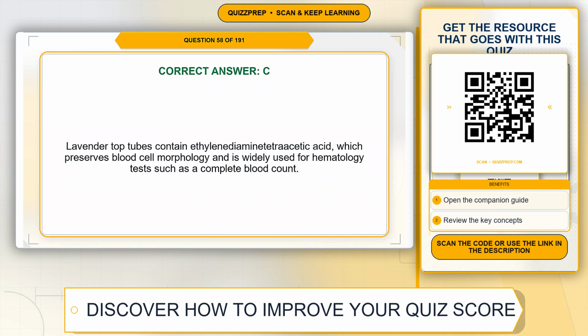Explanation. Lavender top tubes contain ethylenediaminetetraacetic acid, which preserves blood cell morphology and is widely used for hematology tests such as a complete blood count.